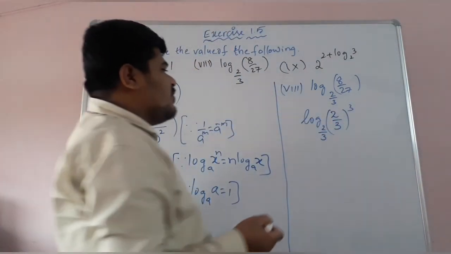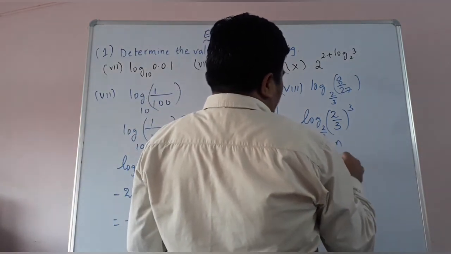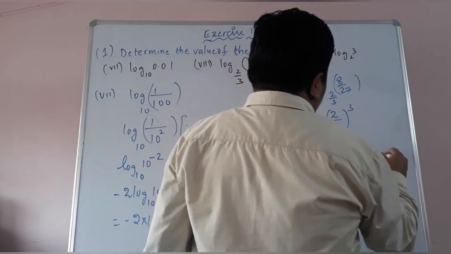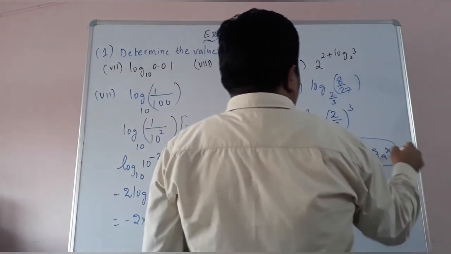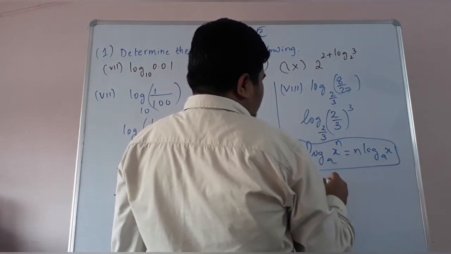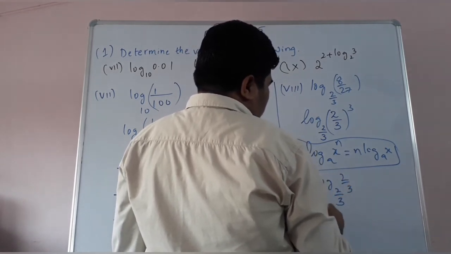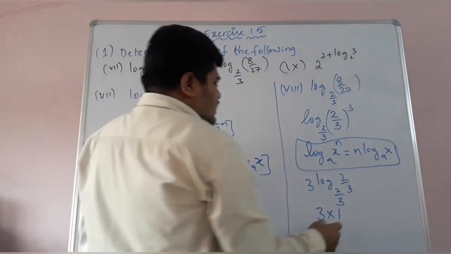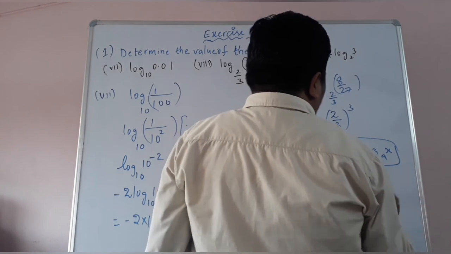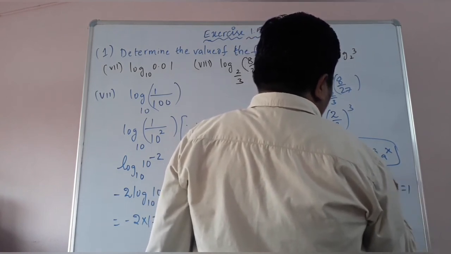So children, again we have to use the formula log x power n base a, that is n log x base a. So that is equal to 3 log 2 by 3 base 2 by 3. Okay, so 3 into log a base a is 1, no, children. So log 2 by 3 base 2 by 3 value is 1. So 3 ones are 3. So here we used the formula log a base a is equal to 1.